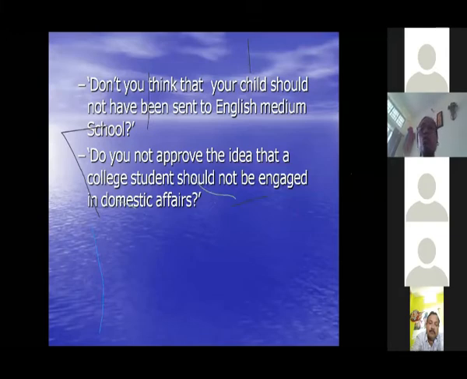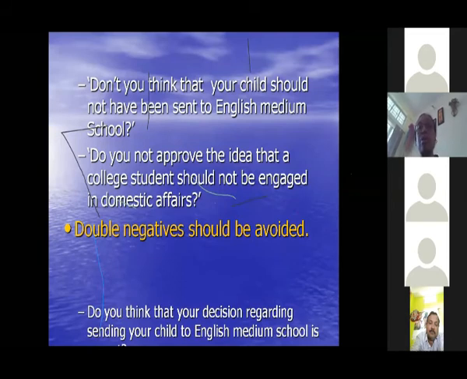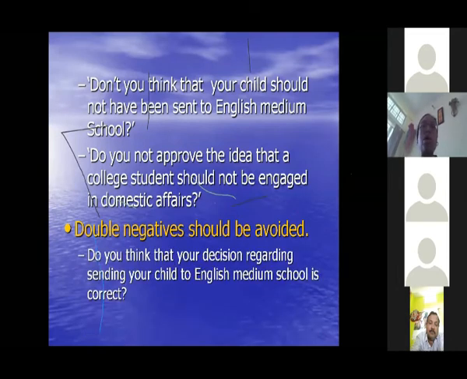Here, there are two negatives. In technical terms, we call these statements consisting of double negatives, and we need to avoid double negatives in writing any question for a questionnaire. In place of that, we need to remove the word "not" from at least one position. For example, do you approve the idea that a college student should not be engaged in domestic affairs? Then the meaning is comparatively easy to understand.